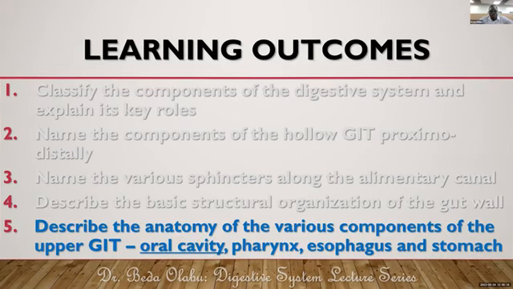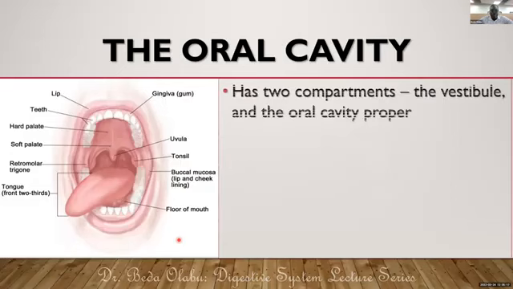Let's start with the oral cavity. So the oral cavity has two compartments. There's this region here between the cheeks or lips and the dental arch. We call that the vestibule of the mouth. Then there's this region that is enclosed by the dental arch, which we call the oral cavity proper. When I talk of dental arch, I'm referring to the gum, the teeth and the gum. So that arch is what we call the dental arch.